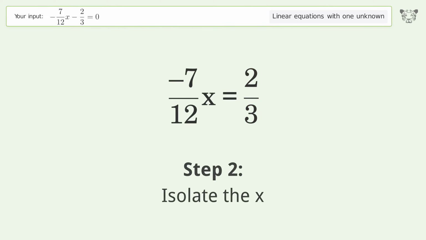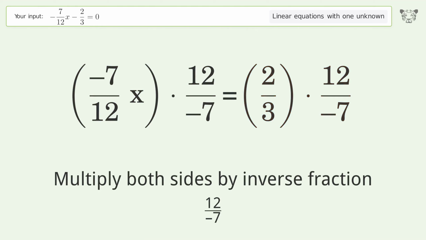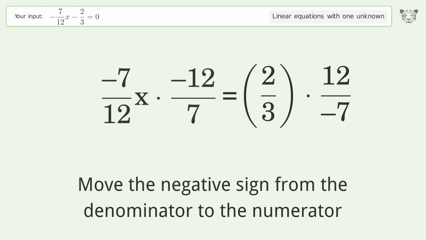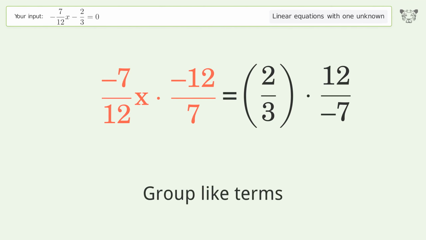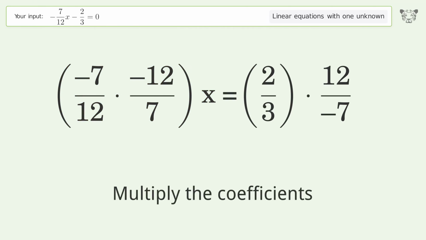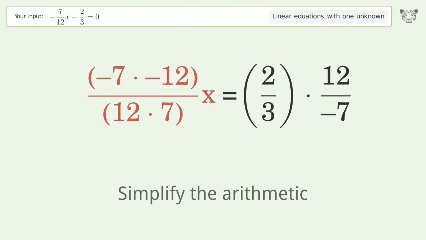Isolate the x. Multiply both sides by inverse fraction 12/7. Move the negative sign from the denominator to the numerator. Group like terms. Multiply the coefficients. Simplify the arithmetic.